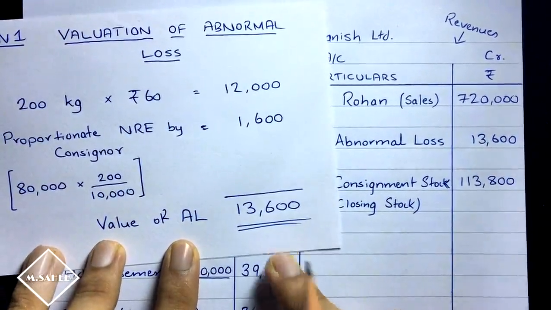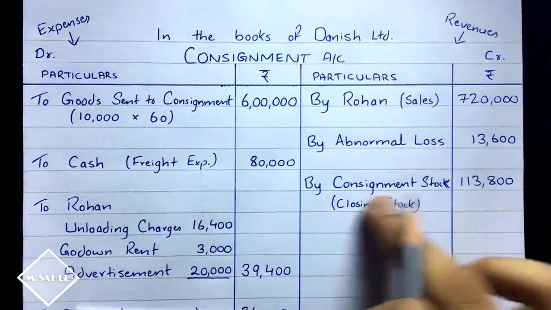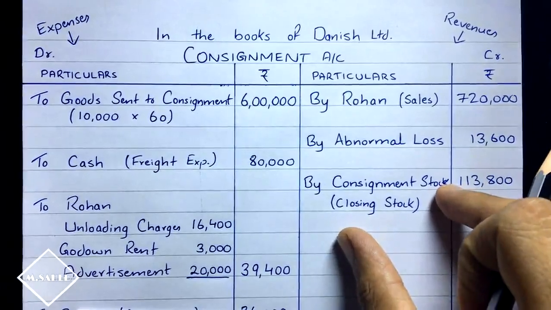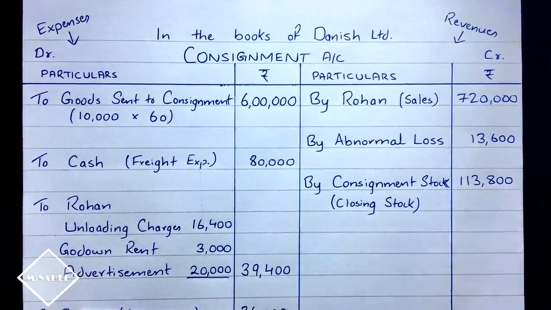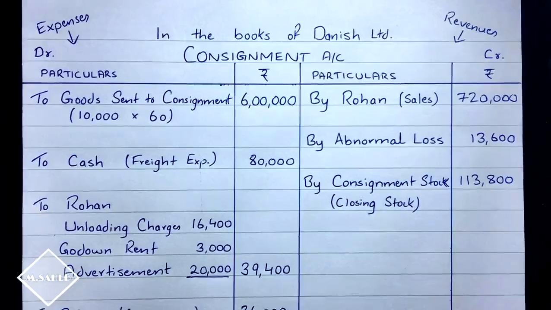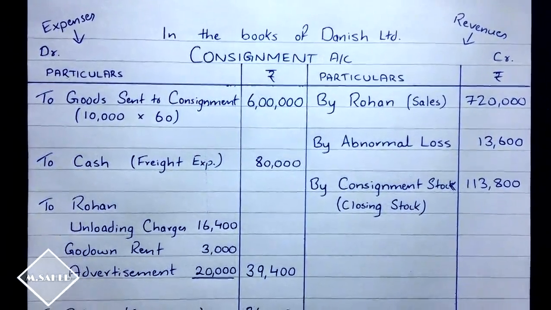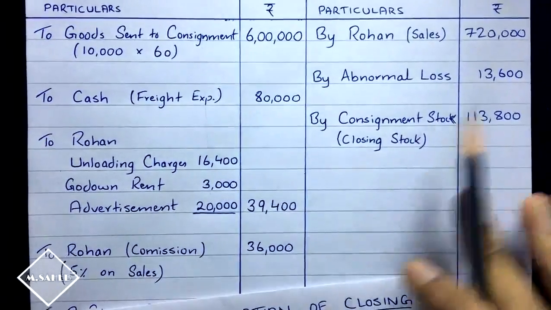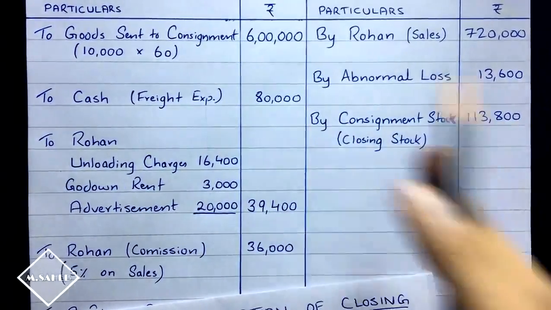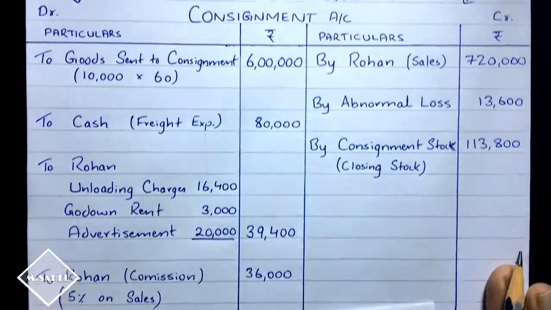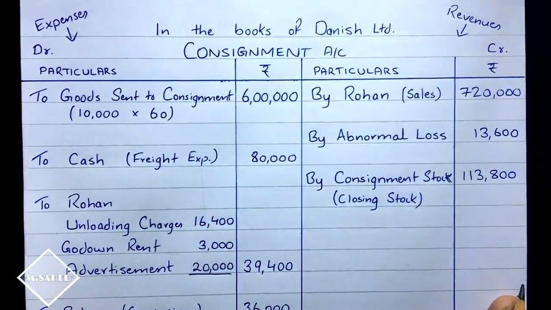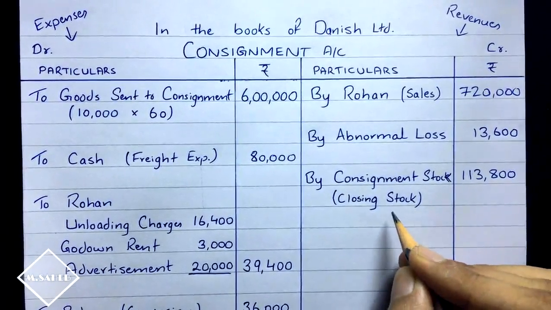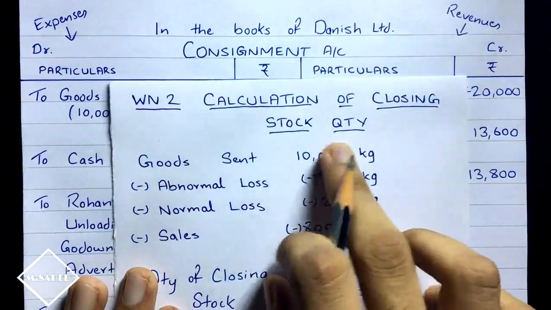Simple. Okay, now let's see how to do the valuation of consignment stock, because we have to find out at last how much closing stock remained and the value of that stock. First we have to calculate the quantity and then the valuation. So let's see that. Now everything is over, right? We have seen goods sent to consignment, the expenses of consignor and consignee, and then the commission, the sales, and also the valuation of abnormal loss. Almost everything is over. So now we are at the end of the consignment. So now we have to calculate the closing stock, the valuation of closing stock. But first we have to calculate the quantity of closing stock.